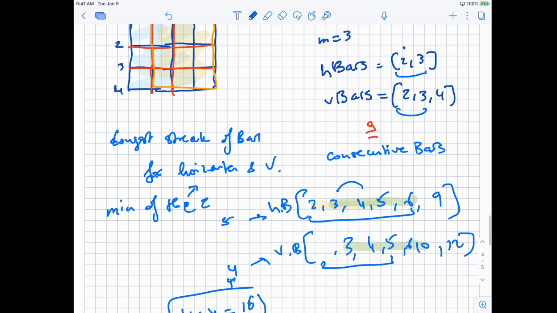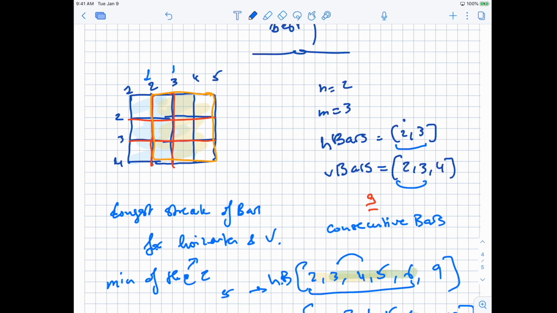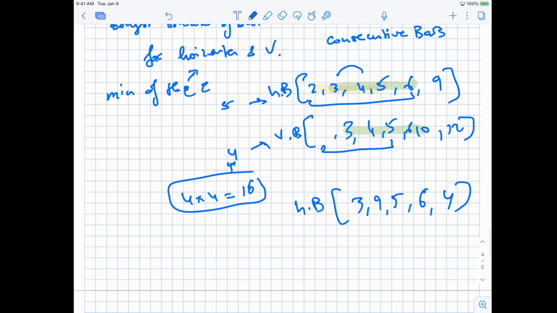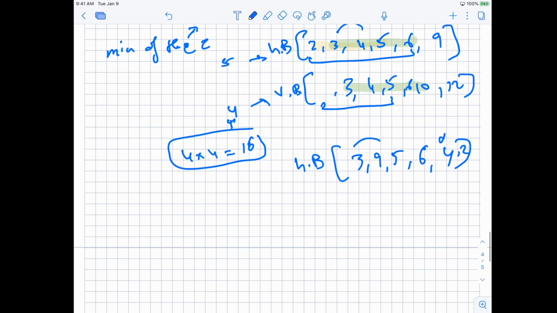Now, one thing to note here is that we are not guaranteed that the bars are sorted. We could get, for example, for this HB, something like this: 3, 9, 5, 6, 4, and maybe 2 here. And so it would be hard to check if it's a streak of consecutive bars, because then for this one the difference is not 1, but we need to check it against 4, so we need to sort first.